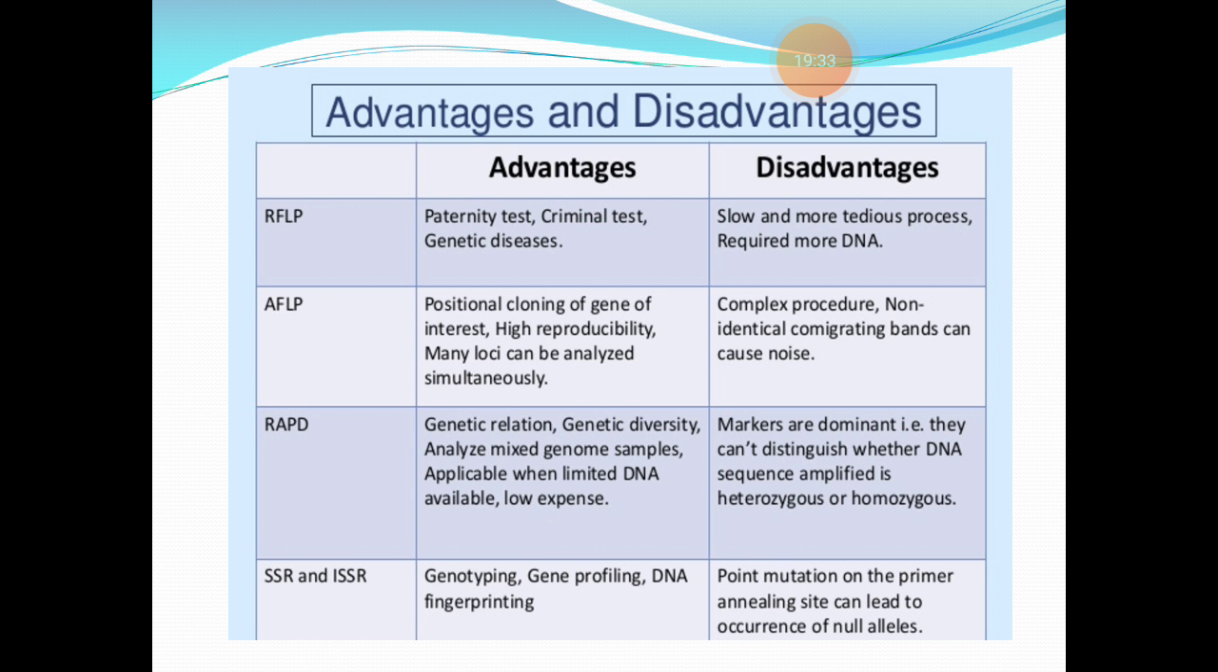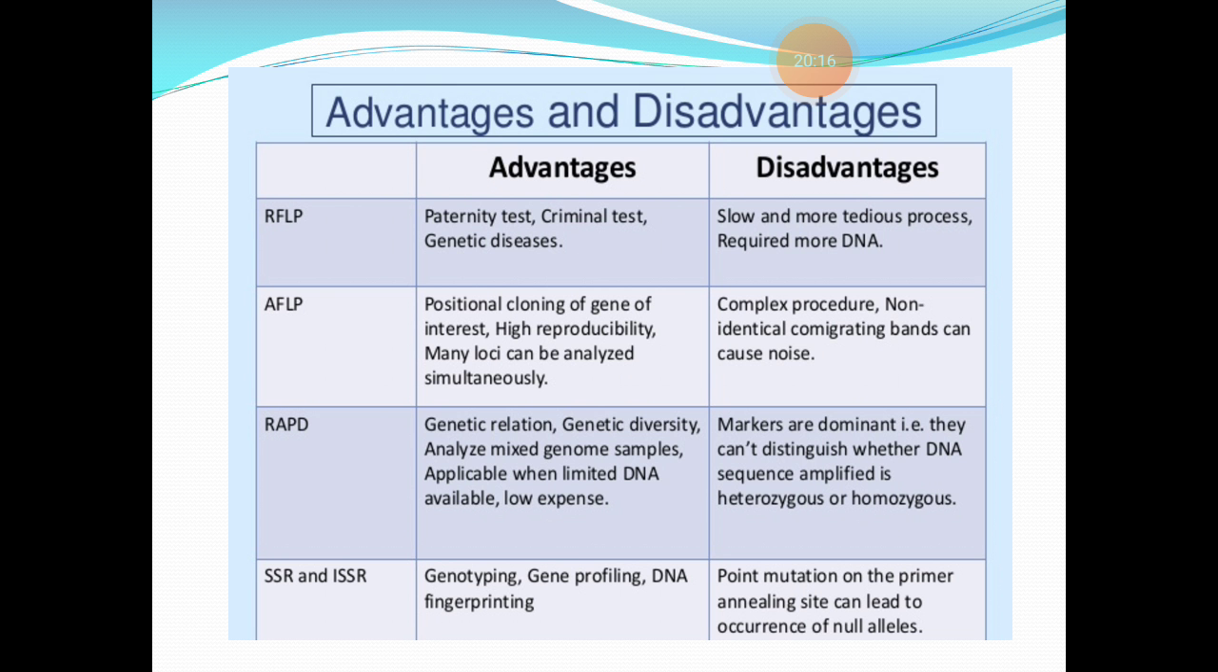On the other hand, AFLP has advantages: positional cloning of gene of interest, high reproducibility, and many loci can be analyzed simultaneously. Disadvantages: complex procedure, non-identical commigrating bands can cause noise. That is one problem. RAPD: genetic relation establishment, genetic diversity studies, analyzing mixed genome samples, applicable when limited DNA is available, works out economical.